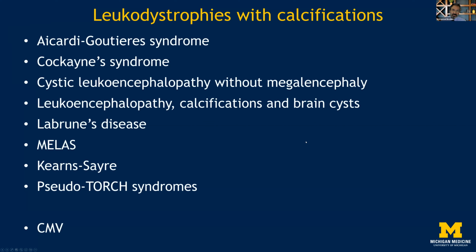This is just a slide to remind us of the disorders that present with calcifications: Aicardi-Goutières syndrome, Cockayne syndrome, and cystic leukoencephalopathy without megalencephaly, which presents with leukoencephalopathy, calcification, and brain cysts. Just like the name says, you will see white matter changes with calcification and cysts. Leigh disease and other mitochondrial diseases like MELAS and Kearns-Sayre disease will all present with brain calcification. But keep in mind, a great mimicker, CMV, can present with brain calcification.